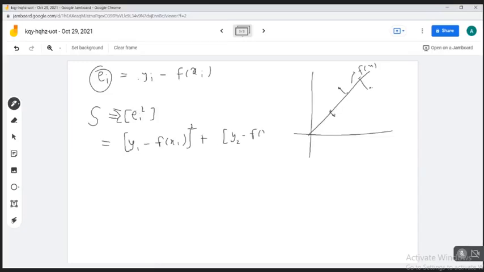y2 minus f(x2), then whole squared, and if I have m points, then ym minus f(xm) whole squared.